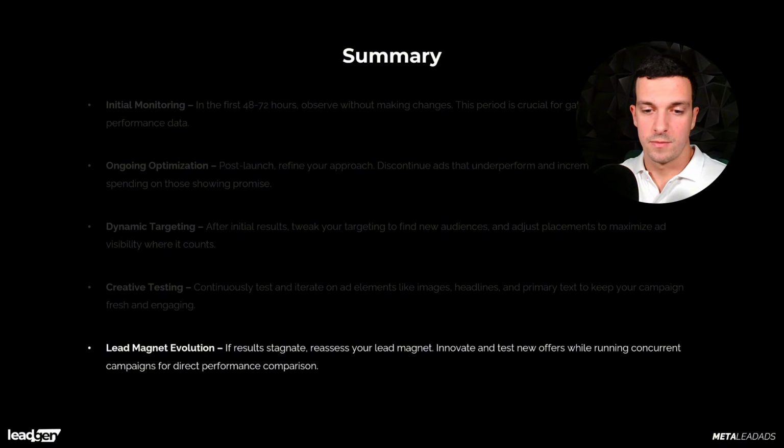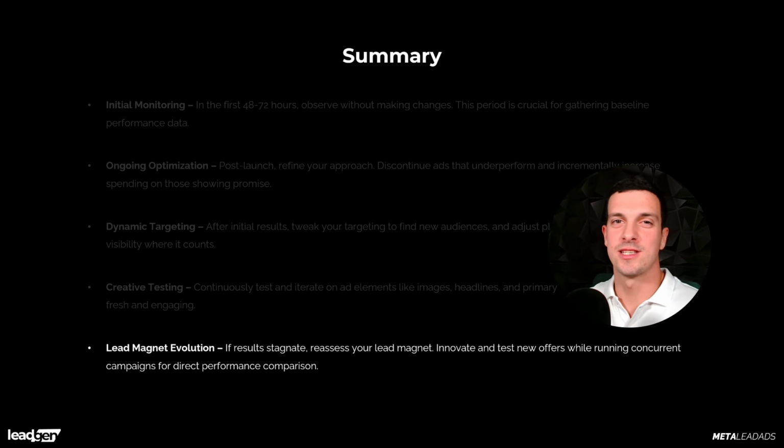Lead magnet evolution: if results stagnate, reassess your lead magnet, innovate and test new offers while running concurrent campaigns for direct performance comparison. As I said before, you can just launch a new campaign with the new lead magnet. If the first one is performing pretty well, you can test them both and try to scale it to the moon, right? So follow this process, follow what I showed you, optimize the campaigns, don't be stressed, don't go inside the ads manager every 5 minutes refreshing. I've done that, it doesn't help.